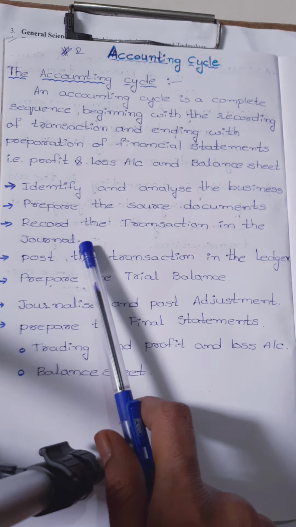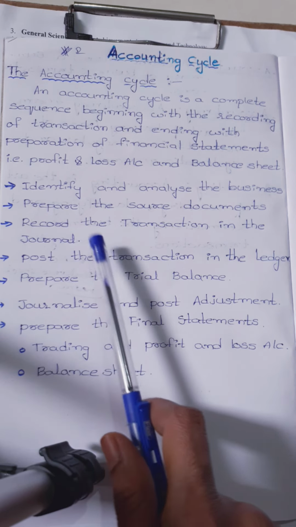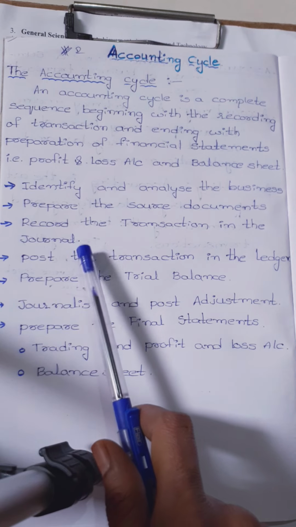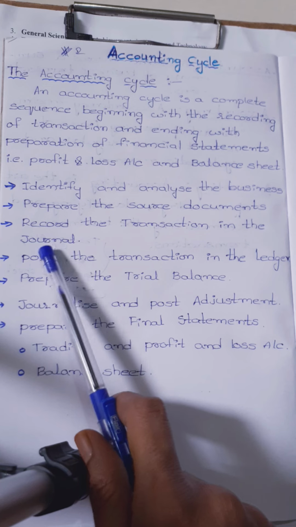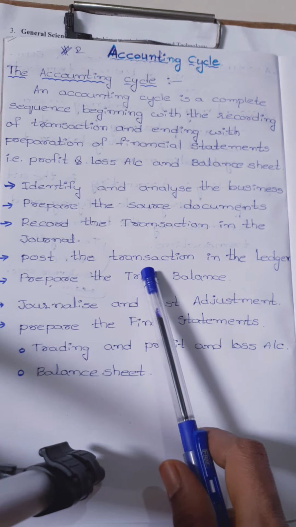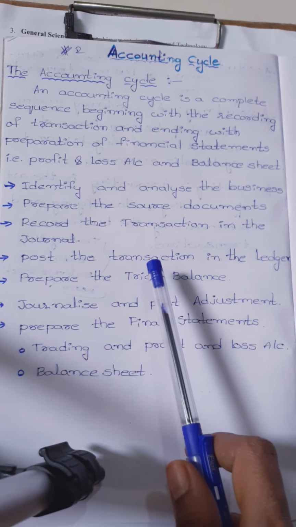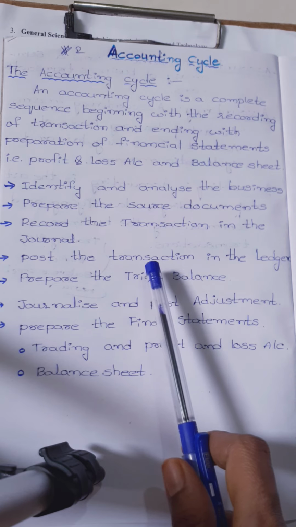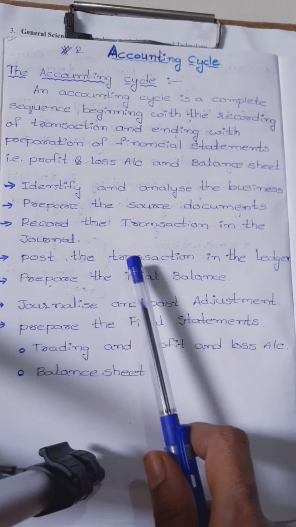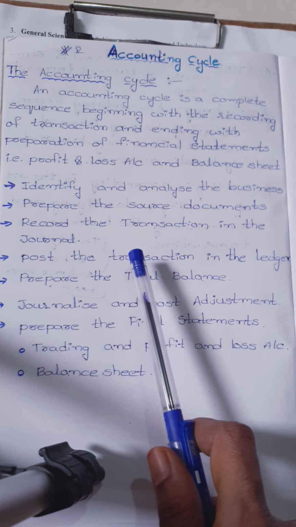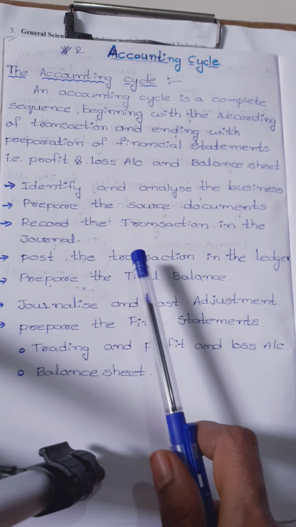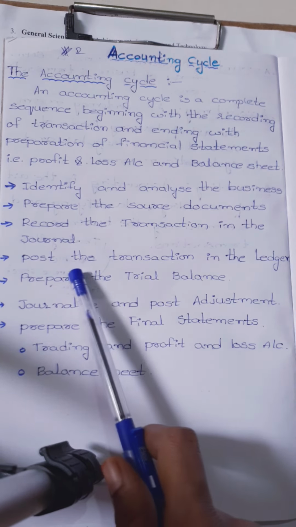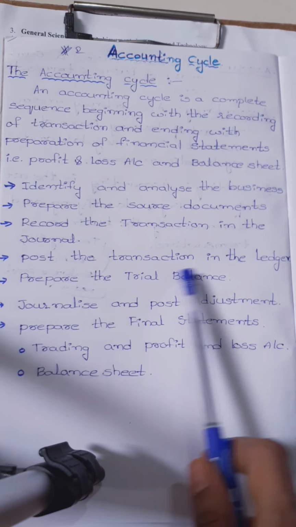Preparing, in the sense, just means we are recording the transactions in the journal, meaning we are doing journal entries. So with the journal entries we are posting the transactions in the ledgers. What does it mean? It means transferring of transactions from journal to their respective accounts. Okay. Next, post the transaction in the ledger.